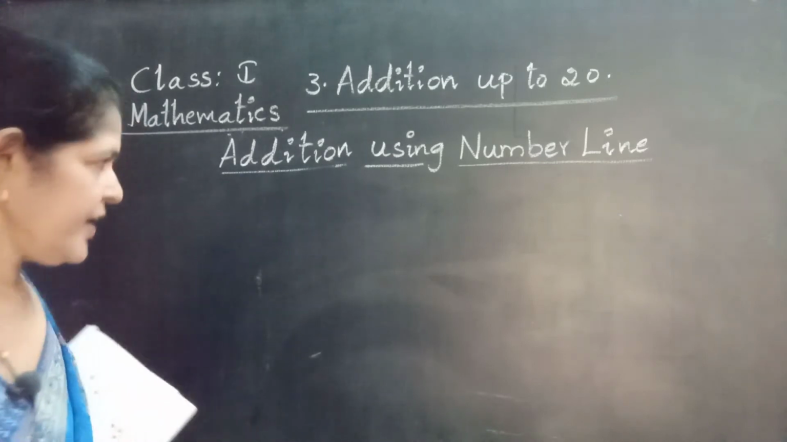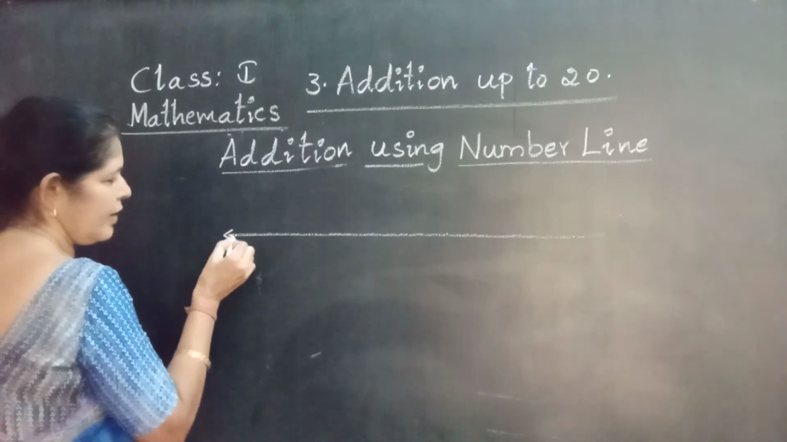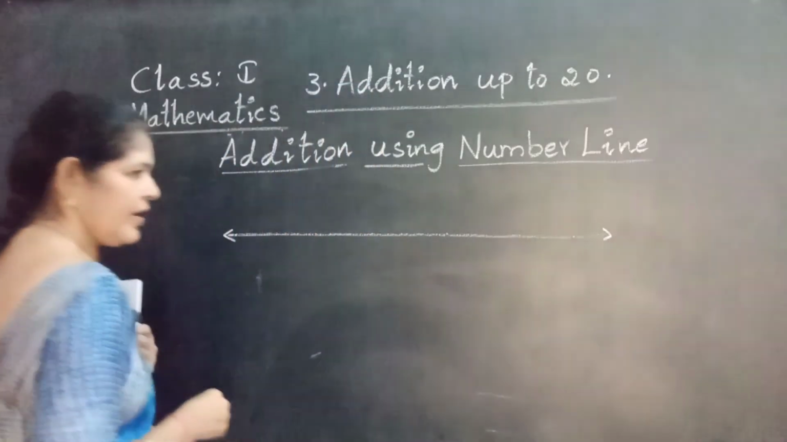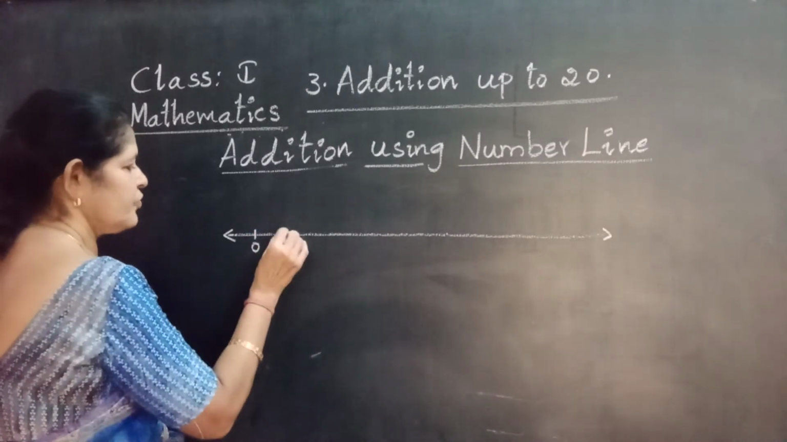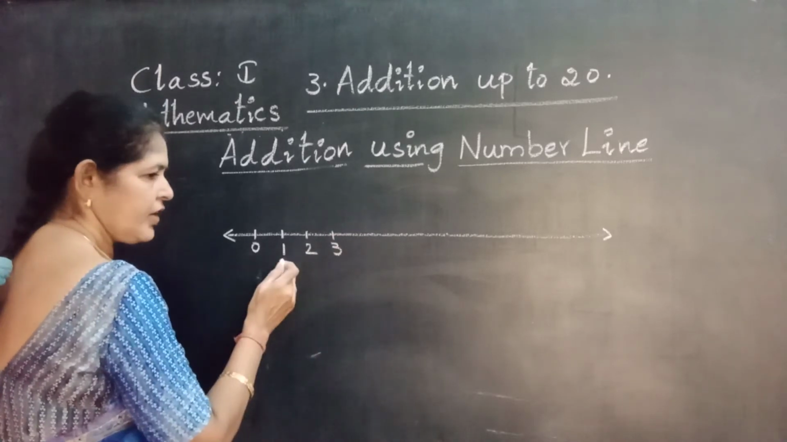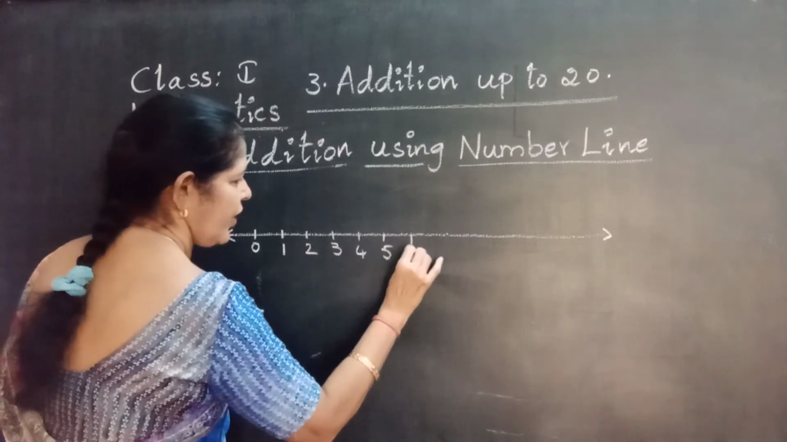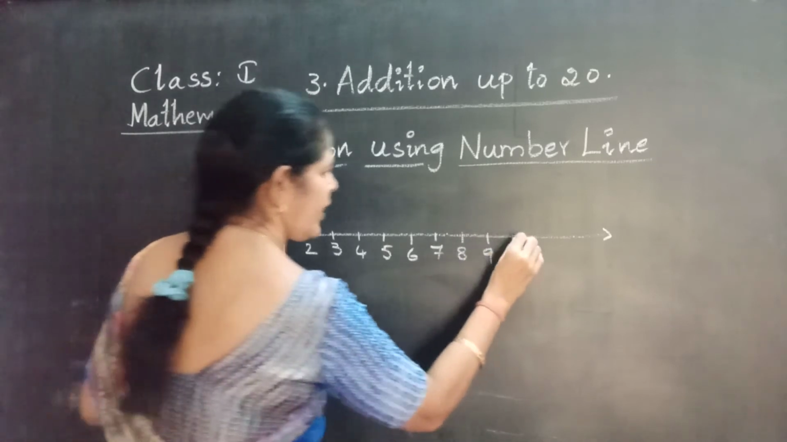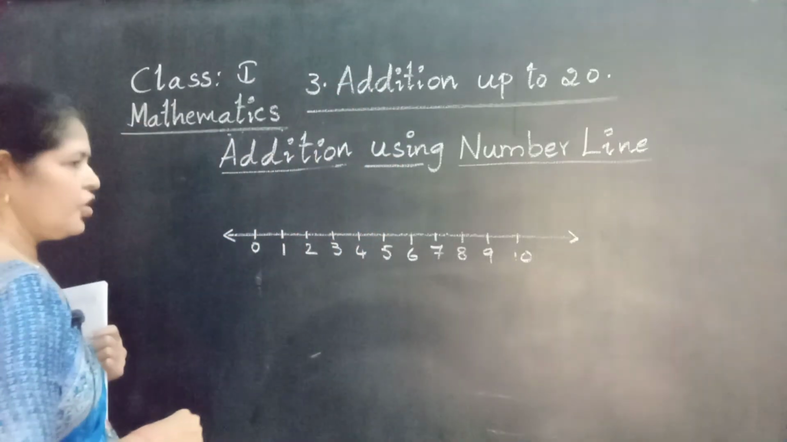Addition using a number line. One more problem. See how to draw the number line. It must be straight. Put arrow marks. The number line starts with the smallest number 0. We write the numbers with equal gaps in order: 0, 1, 2, 3, 4, 5, 6, 7, 8, 9, 10. This is the number line from 0 to 10.